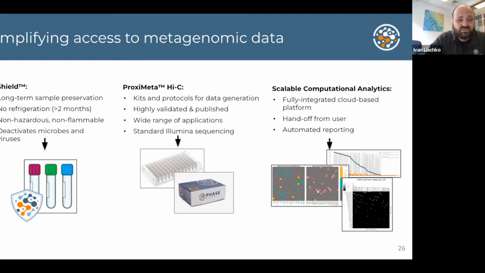And so we build the kits, and with all our kits and all our services, we have an integrated analytic platform where, whether we generate the data for you or you generate it yourself, you can just upload it and all that analysis happens automatically. And so in fact, the analytics are included with all our kits.